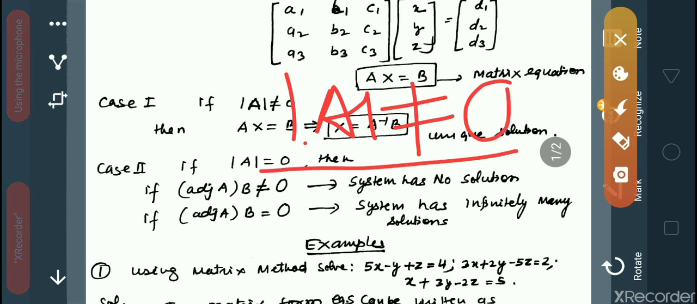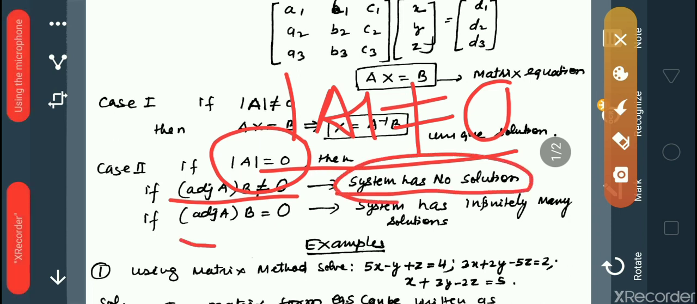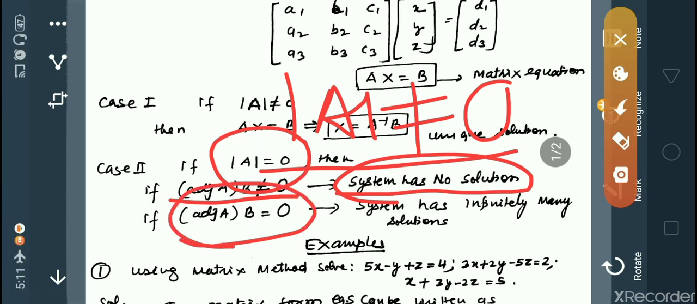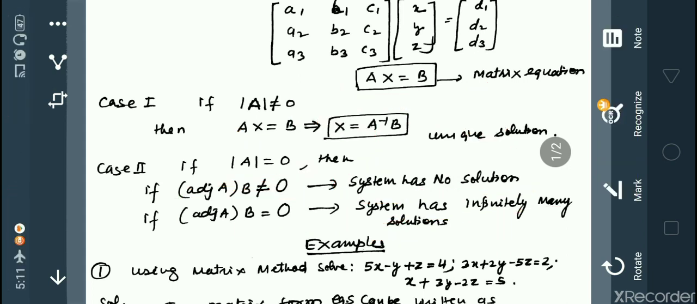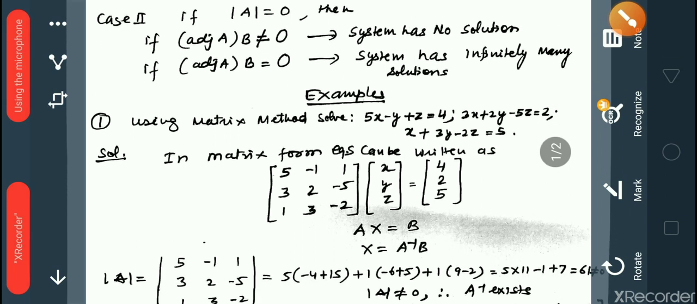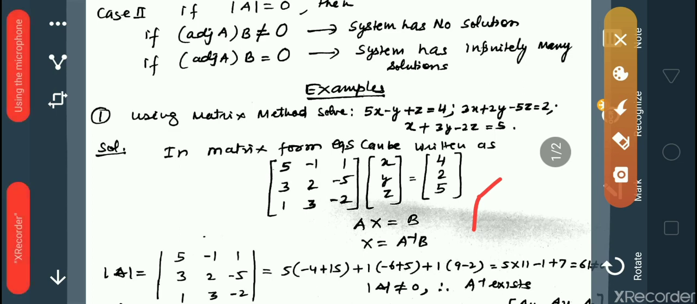Okay, and if determinant of A is 0, there are 2 cases again. If adjoint of A times B is not equal to the null matrix, then the system has no solution. And if adjoint of A times B is equal to the null matrix, the system has infinitely many solutions. Let's understand this by the example given below. Using the matrix method, solve the following system of equations. First we write the system of equations in matrix form as we did above.